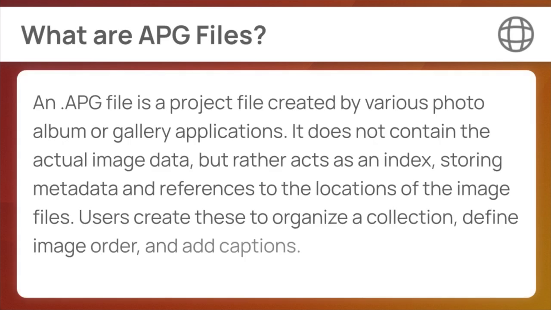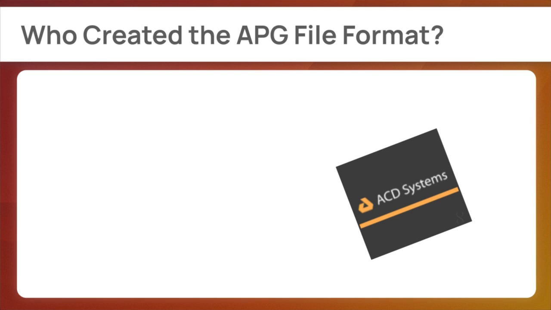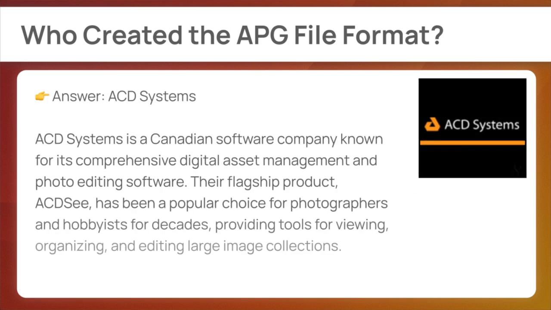An APG file is a project file created by various photo album or gallery applications. It does not contain the actual image data, but rather acts as an index, storing metadata and references to the locations of the image files. Users create these to organize a collection, define image order, and add captions.